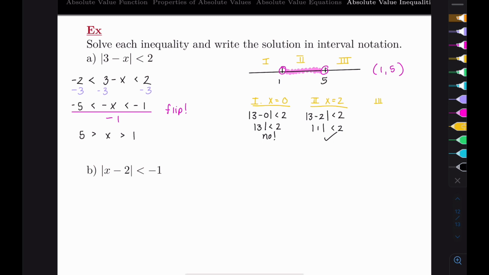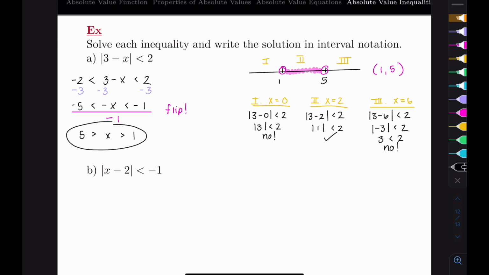And then finally, if I pick something from interval 3, like 6, this interval should not work. So that gives us the absolute value of 3 minus 6 is less than 2, which is the absolute value of negative 3 is less than 2. And again, this interval is no good. So just that second interval is the one that works, anything between 1 and 5, which is exactly what we got from just breaking it down, okay? So this is one method you can use to solve these inequalities.